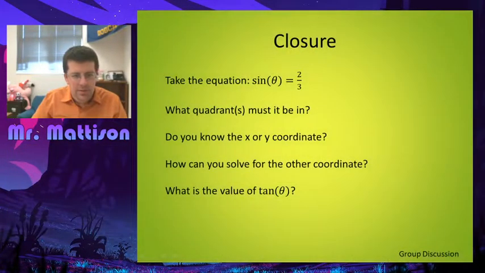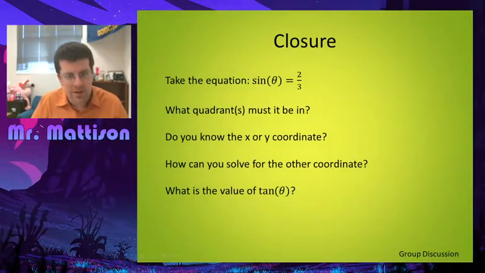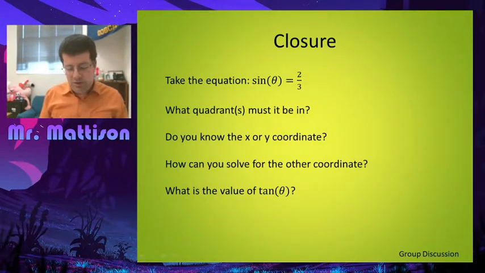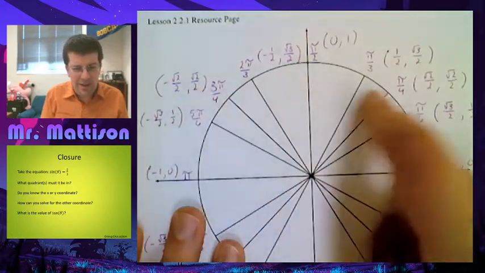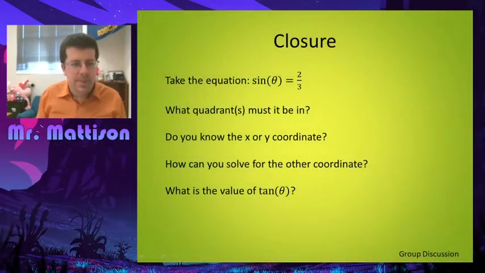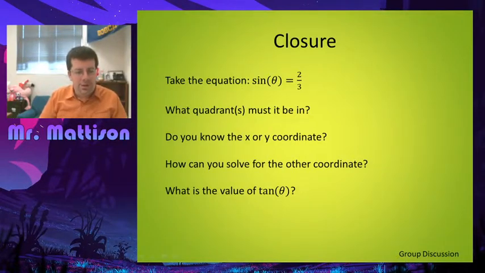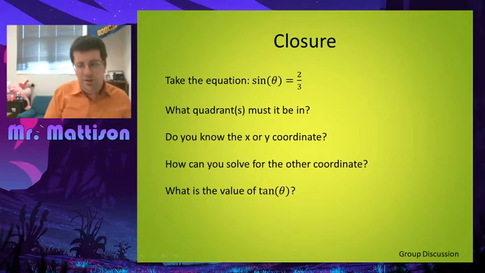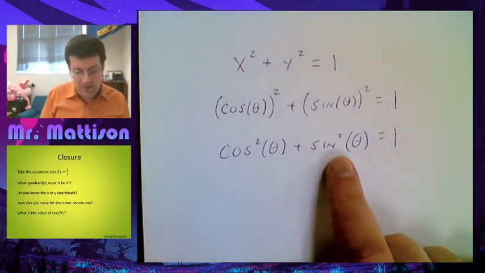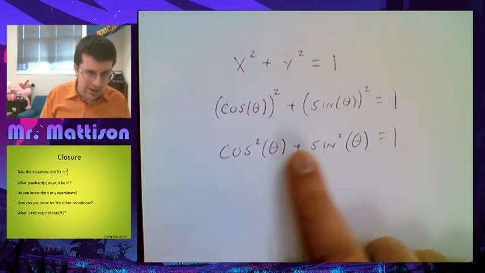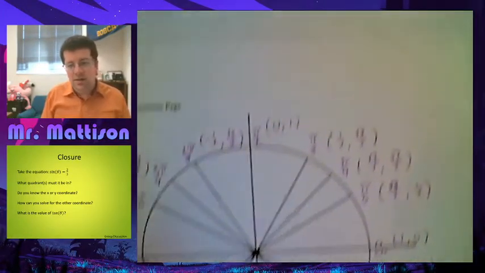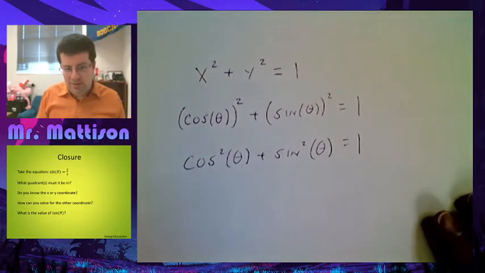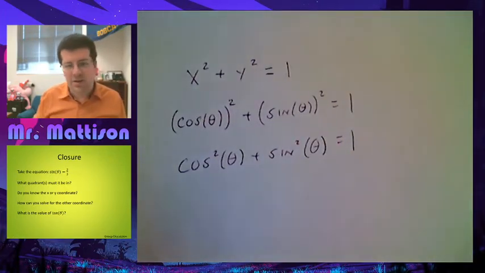Do we know the x or y coordinate of that? I know the y coordinate is going to be 2/3. Going back over here, it has to have a height of 2/3. I'm not sure if it's over here or over here, but it has to have a height of 2/3. And then how can we solve for the other coordinate? I could use the Pythagorean identity we just did. If I know the value of the sine, I can square it and solve for the cosine, and what I'll actually get is the 2 possible points where it could be. And then what would the value of tangent be? Tangent would be that sine over that particular cosine.